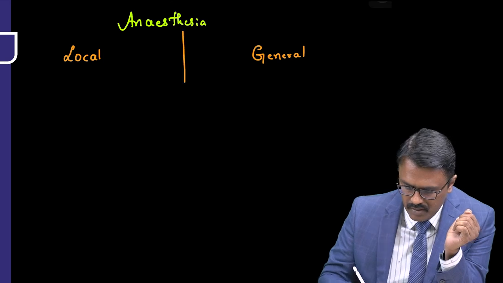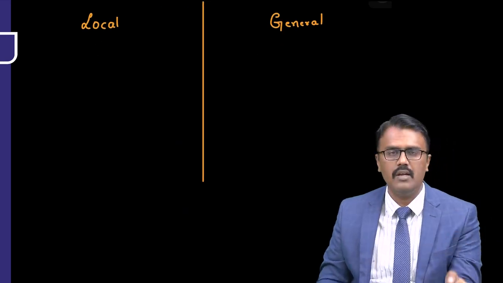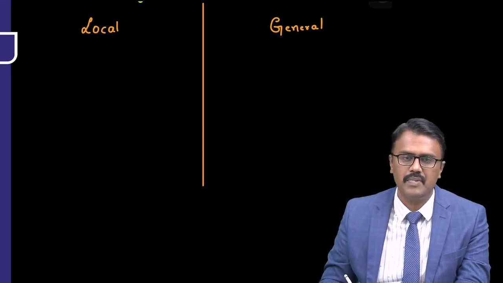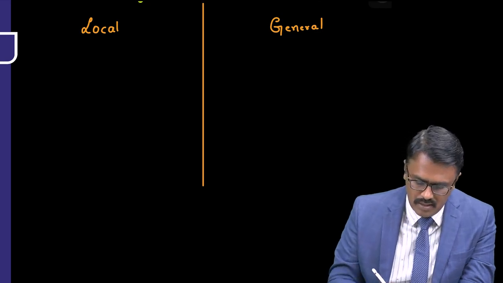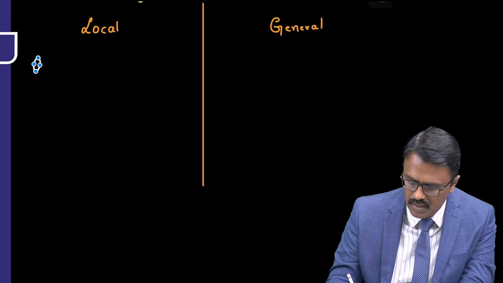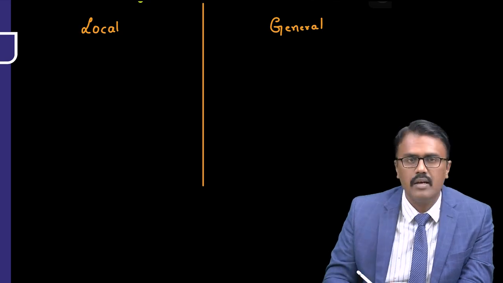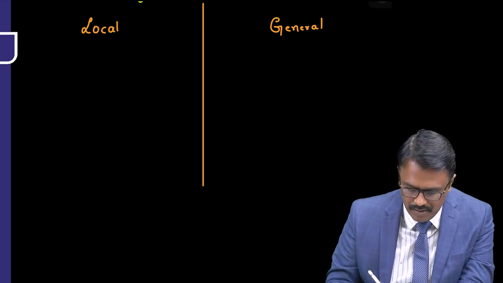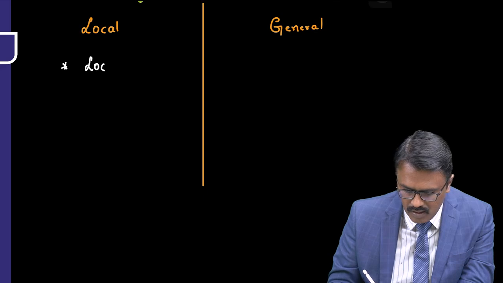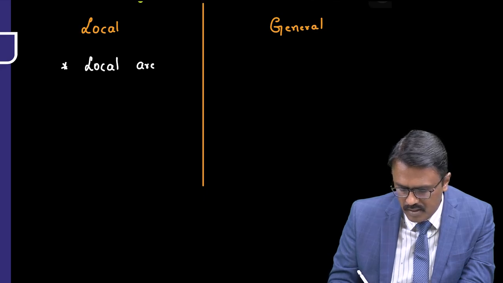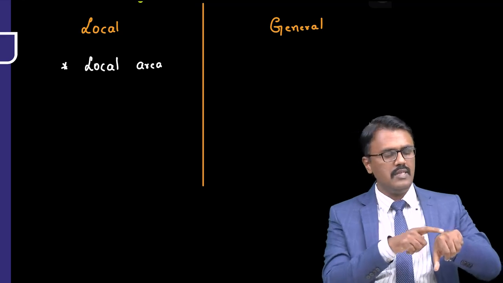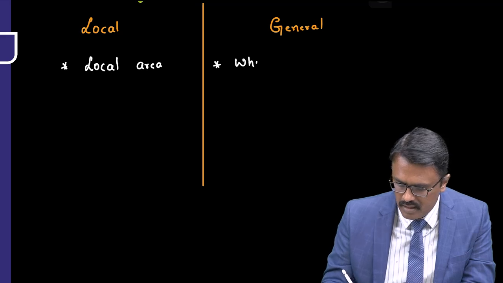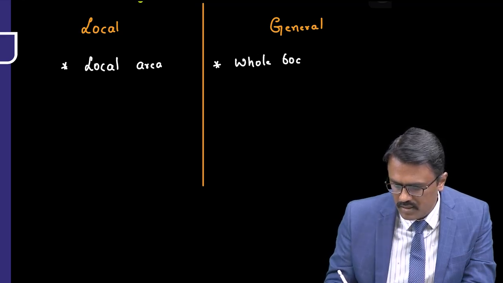What is the difference between local anesthesia and general anesthesia? In local anesthesia, we anesthetize the local area. For example, you are suturing here, only this area is anesthetized. In general anesthesia, the whole body is anesthetized.